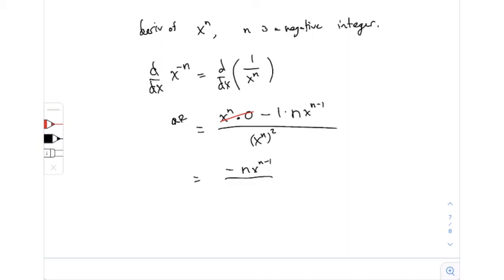Anyone master of exponents? What happens with this configuration? I want to write this as a single power of x. How do you handle that? Yeah, you multiply the exponents in this situation. So it would be just x to the 2n. And then I could say this is negative n, just to factor out that constant, times x to the n minus 1, divided by x to the 2n. Can we simplify that at all? What would you do over here to simplify?